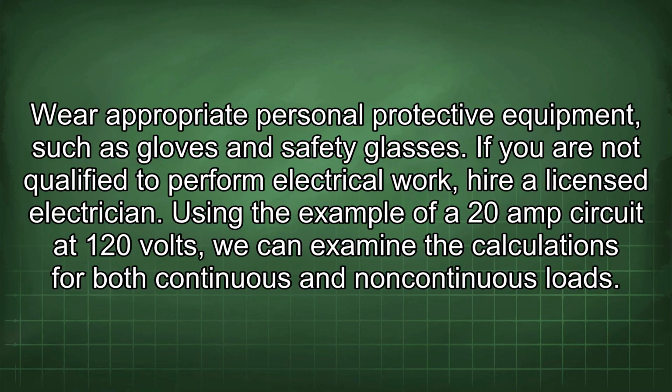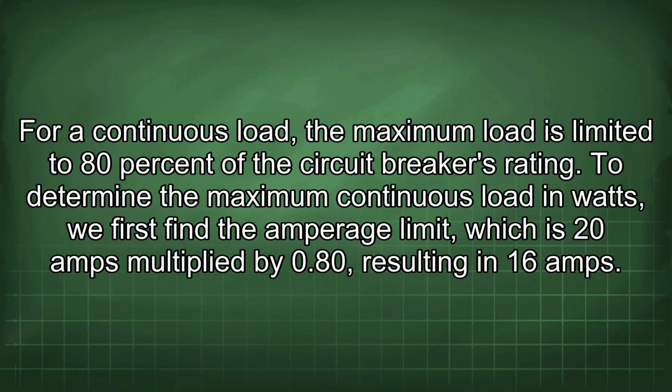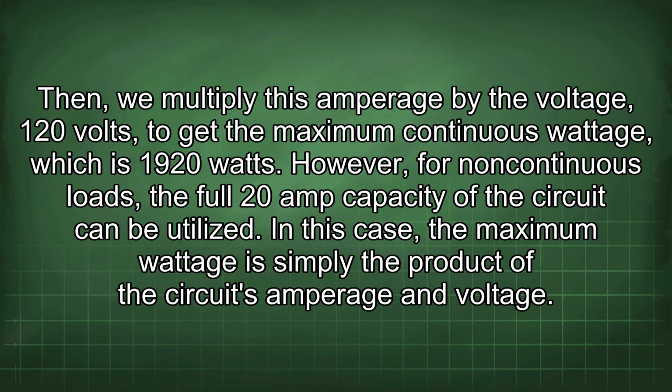Using the example of a 20 amp circuit at 120 volts, we can examine the calculations for both continuous and non-continuous loads. For a continuous load, the maximum load is limited to 80% of the circuit breaker's rating. To determine the maximum continuous load in watts, we first find the amperage limit, which is 20 amps multiplied by 0.80, resulting in 16 amps. Then we multiply this amperage by the voltage, 120 volts, to get the maximum continuous wattage, which is 1920 watts.